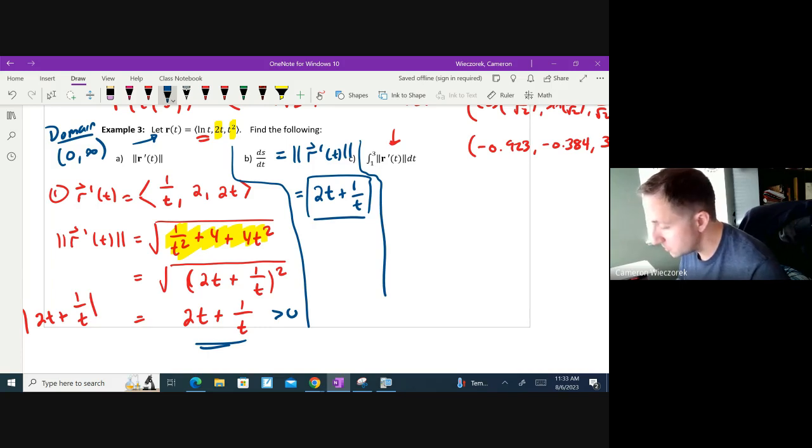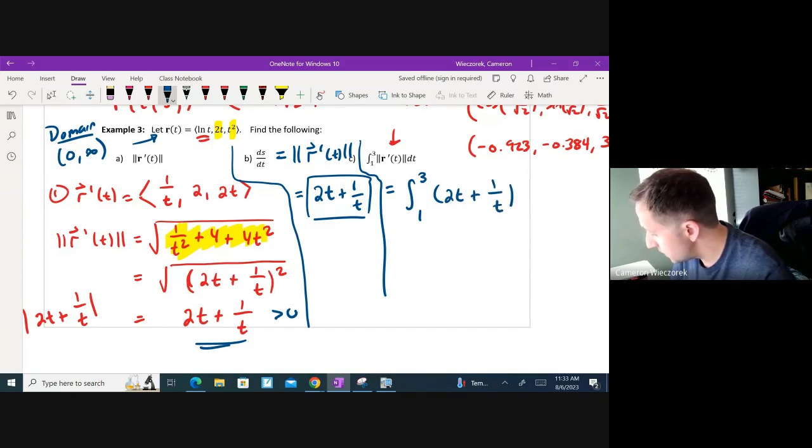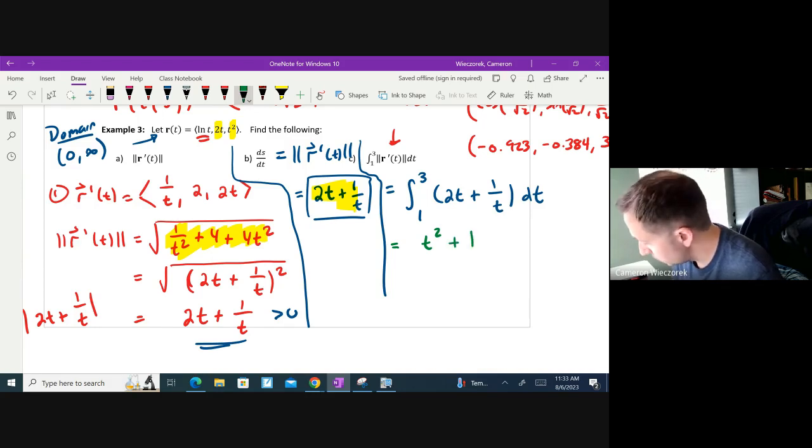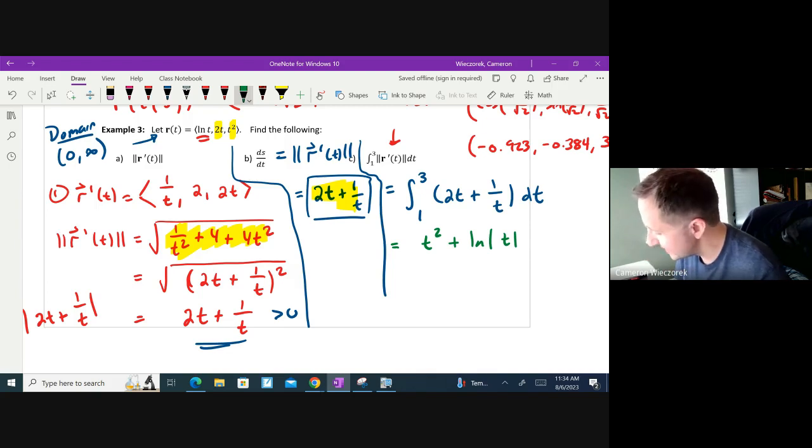And part C, now we are finding the integral from 1 to 3 of the magnitude of r prime of t dt. So in other words, I'm finding the length of this space curve from t equals 1 to t equals 3. So I'm taking the integral from 1 to 3 of 2t plus 1 over t dt. Now you can see why I prefer this expression as opposed to what I had underneath the square root in part A. Much easier to integrate. The antiderivative of 2t would be t squared. The antiderivative of 1 over t would be natural log of absolute value t. Since we're integrating over positive values, you wouldn't technically need the absolute value here, but that is the antiderivative. And we're evaluating from 1 to 3.